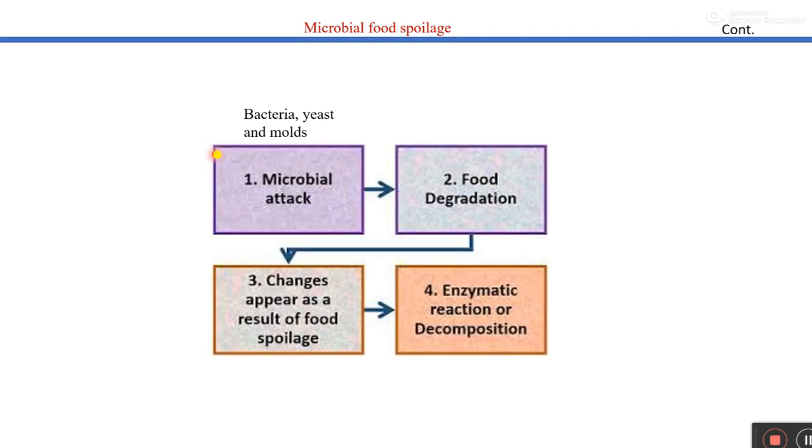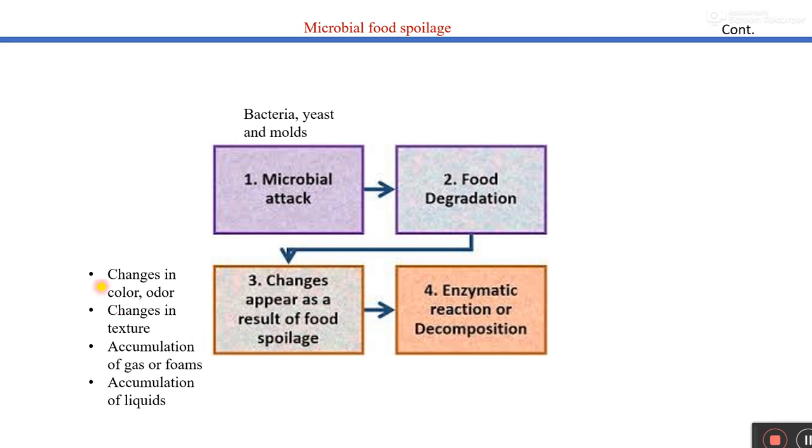So these are the different stages of food spoilage. First step is the microbial attack. And what are those microbes? Those microbes are bacteria, yeast and molds. Second step is food degradation. Third step is the changes appear as a result of food spoilage. And what are those changes? Those changes are changes in color, odor, changes in texture, accumulation of gas or foams, or accumulation of liquids. And the fourth step is the enzymatic reaction or decomposition, that is also known as fermentation.